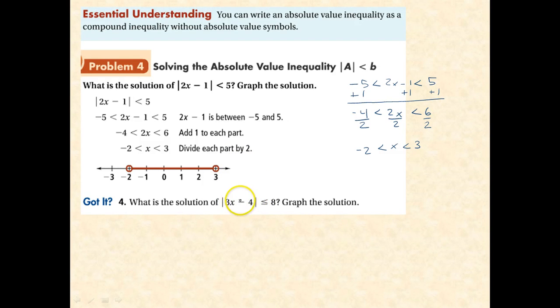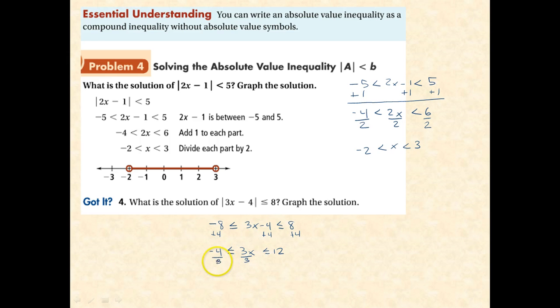Alright, so 3x minus 4 is going to be less than 8 units away from 0. That means it's going to be in between negative 8 and positive 8. And you just have to keep the same sign here. If it's got to equal 200, then you got to have equal 200. Add 4, add 4, add 4. I got negative 4 is less than or equal to 3x less than or equal to 12.